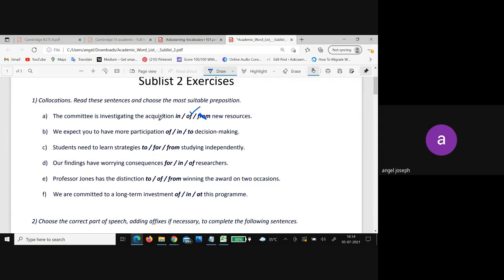Acquisition. Okay, this word, it will come, that is purchase of. Whether we like it or not, when we acquire something, it is basically to buy it for a price. That's what acquisition means. Let's look at the next one.